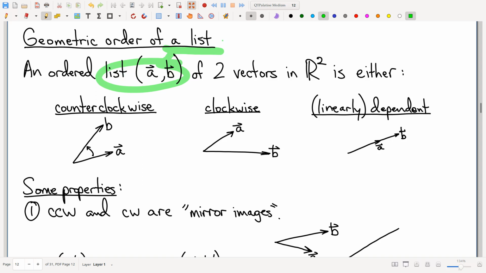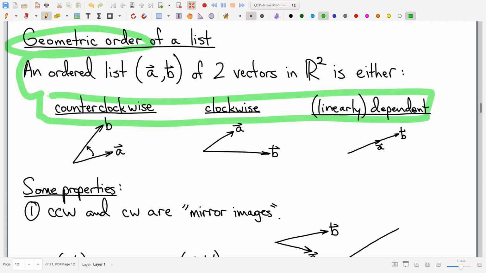The order matters. Okay, so when you have a list, I make the observation that you can define what we call the geometric order, which is going to be one of these three ideas here, by kind of looking at the picture. And so in particular, the first vector, let's highlight the first vector in the list, A. Right? And then we also have a second vector in the list, B.